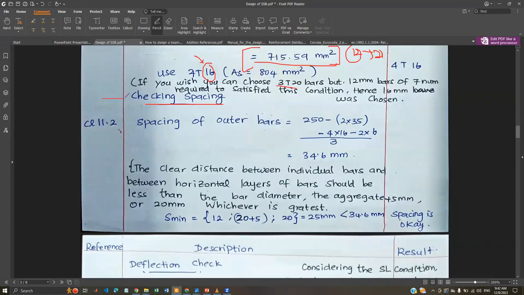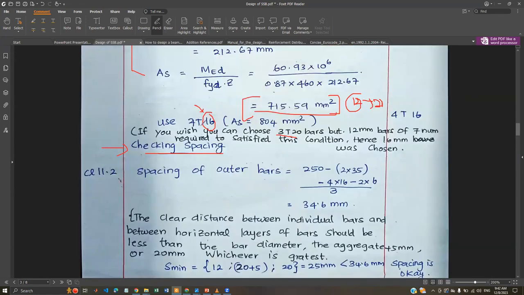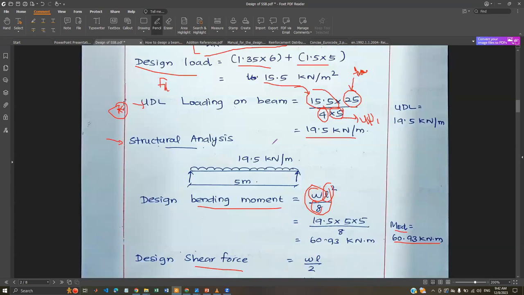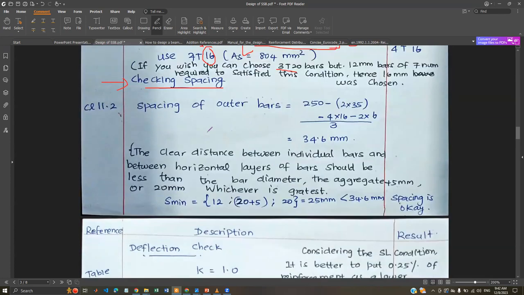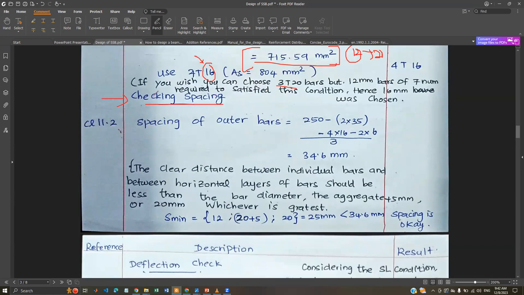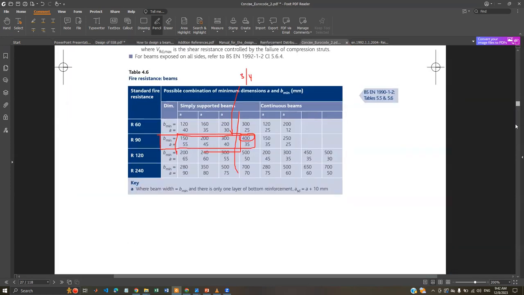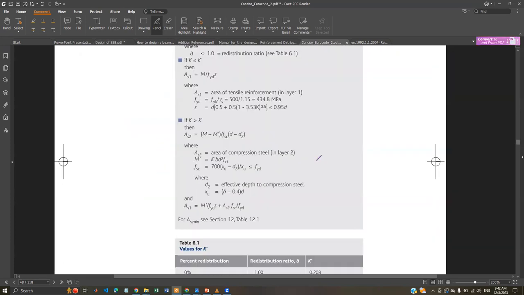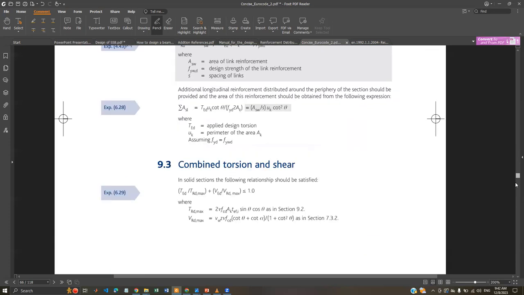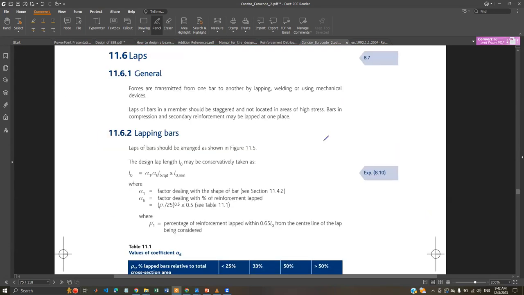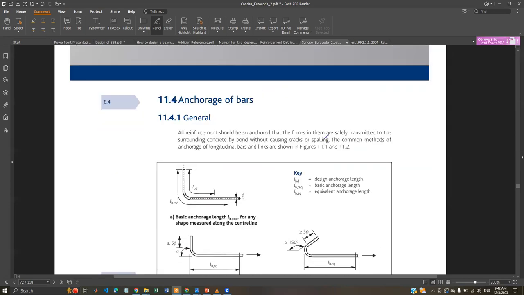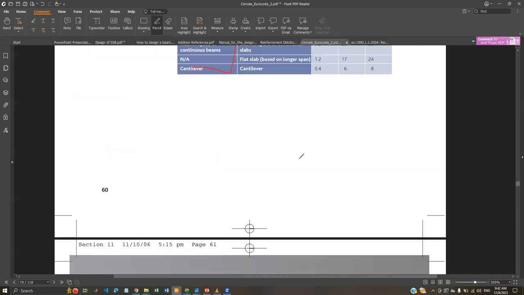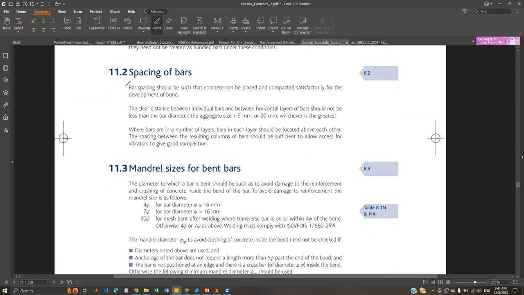Then the next step is to validate that. If I provide the 16 millimeter bar, whatever calculation I have made here should not end up with any kind of issues, so I need to perform the spacing check. To perform the spacing check, you can refer to clause 11.2 as mentioned in the code. I will just show you. This is what we generally call the detailing. You can go to 11.2 and see it here.